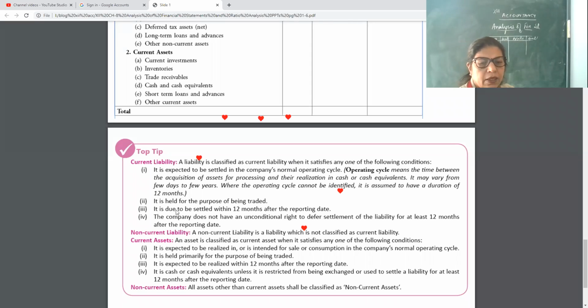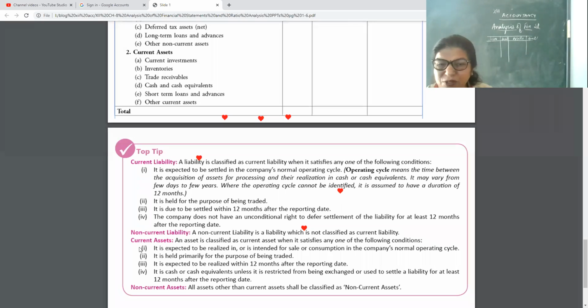Okay? Then it is held for the purpose of being traded. That's why inventory is included in it, because inventory means the purpose is resale, trading. Then it is settled within 12 months. That's why it is known as current liability. And the company does not have any unconditional right. Okay. And what are the non-current liabilities?